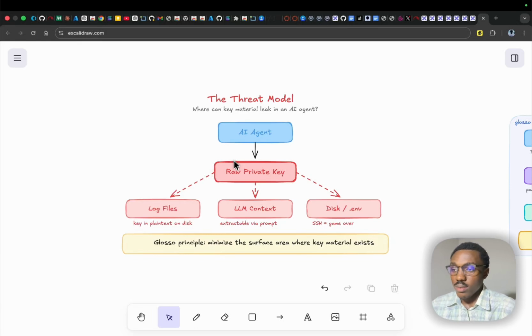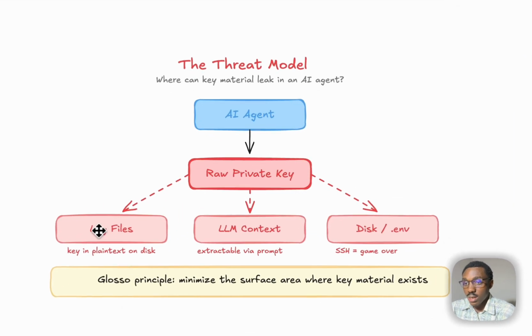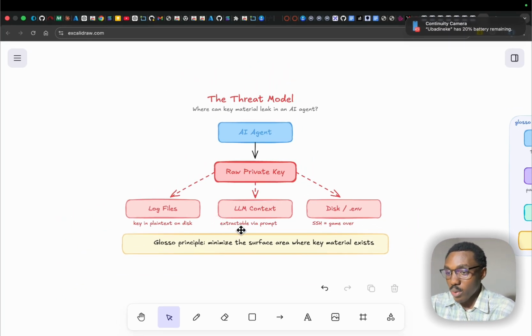Now let's talk about the security of Glosso wallets. AI agents are always-on autonomous programs that sign transactions on your behalf. That means if they need to sign transactions, they need access to your private key. And that's terrifying, actually. Because if the key leaks to a log file, it's gone. Someone can extract it. If it ends up in the LLM context, one could extract it via prompt injection.